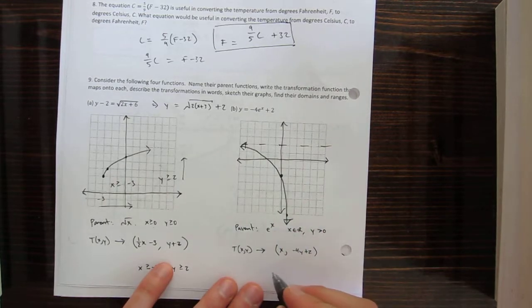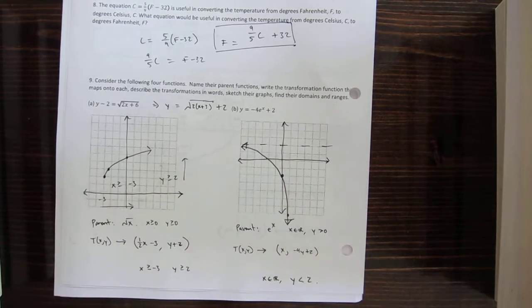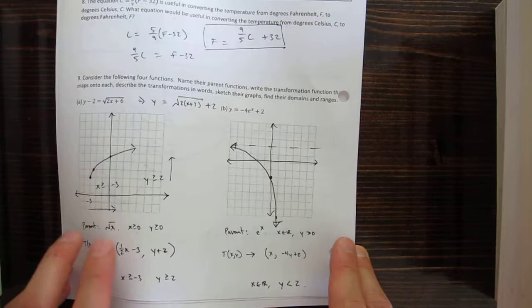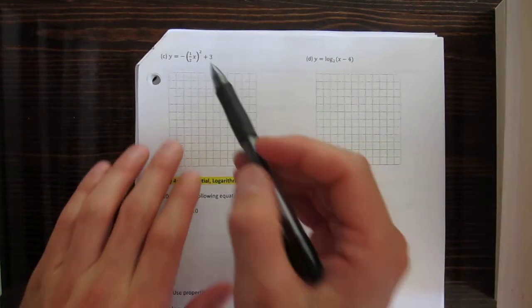So now we can see that my domain is still x is an element of the reals, but y is less than 2. Okay, I think we've got 2 more questions to look at, and then we're going to call it good on day 3.